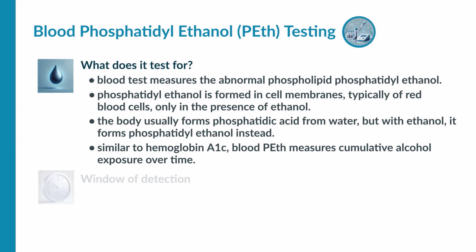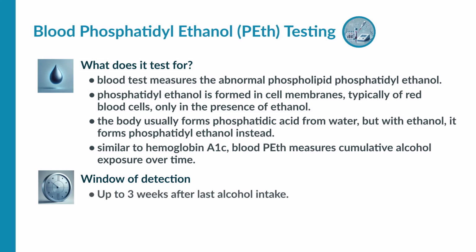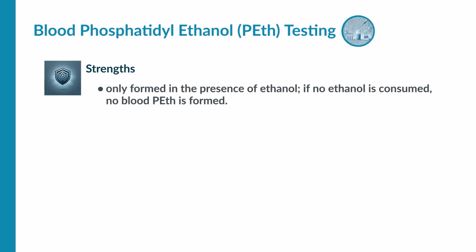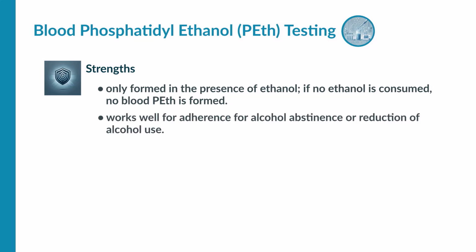The window of detection for this test is much longer than the other ones we've discussed, up to 3 weeks after the last alcohol intake. The strengths of blood phosphatidyl ethanol testing are that it's only formed in the presence of ethanol. If no ethanol is consumed, no blood phosphatidyl ethanol is formed. Furthermore, this test works well for adherence, for alcohol abstinence, or reduction of alcohol use.